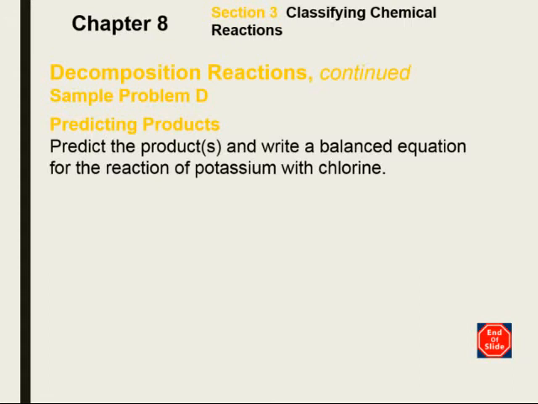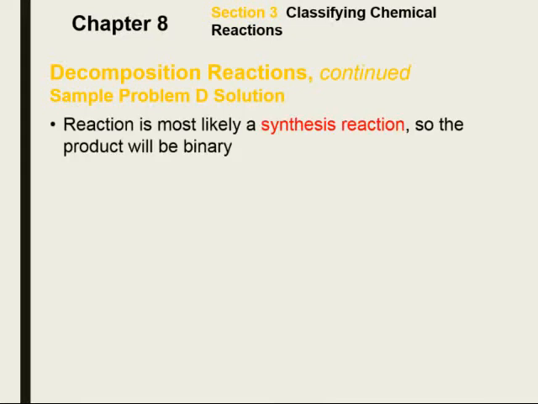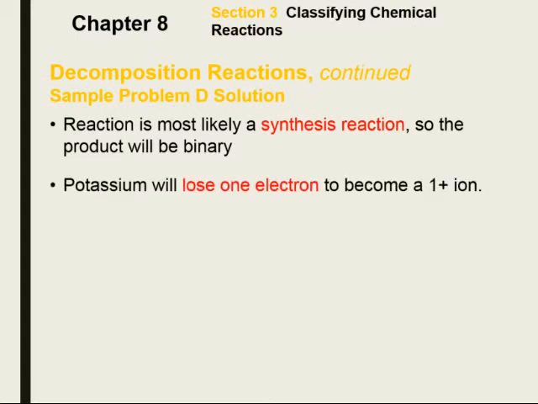All right, let's see how we're doing here. Predict the products and write the balanced equation for the reaction of potassium with chlorine. So the reaction is most likely a synthesis reaction because, again, there's potassium and chlorine. Those are about as basic as you can get. Two elements reacting together. So if there actually is going to be some sort of reaction, they're probably going to result in a binary product.